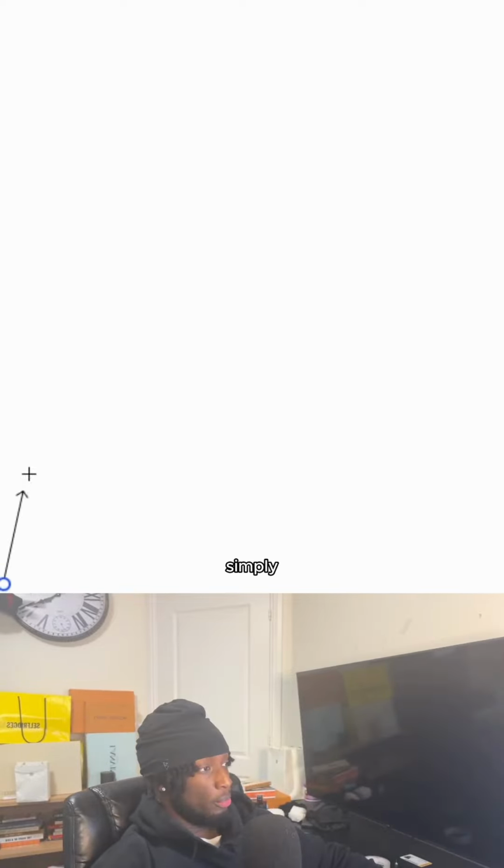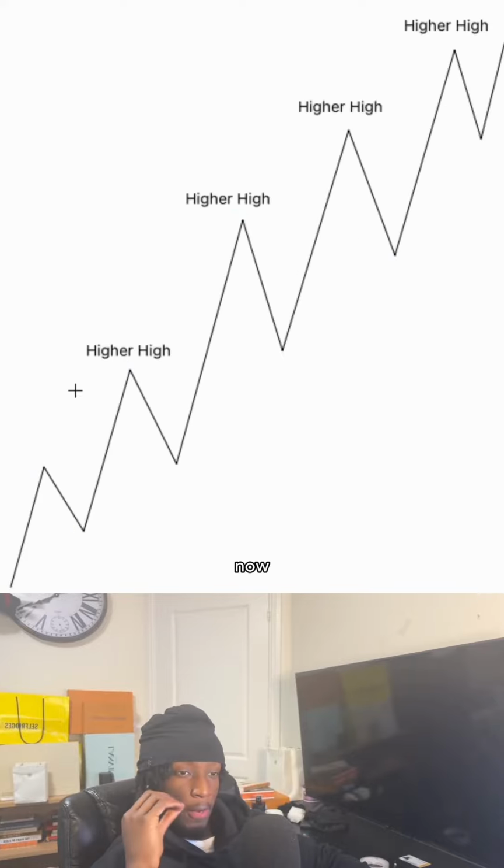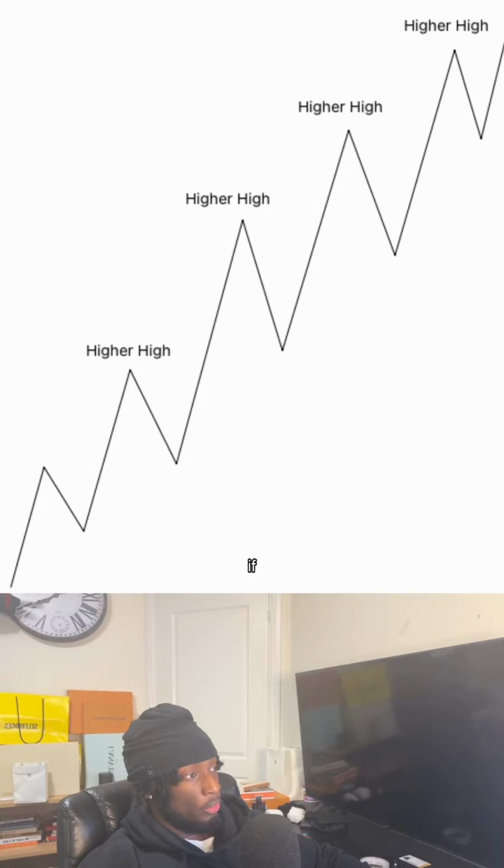Now, an uptrend simply tells us when we're going up in the markets, forming new higher highs and new higher lows. The definition of a higher high is simply a high which is higher than the previous high. So if we look at this diagram that I've just drawn, this high is higher than this high, which is higher than this high, and this high is higher than this high, and so on and so on.